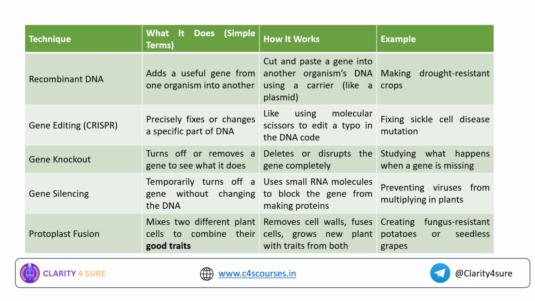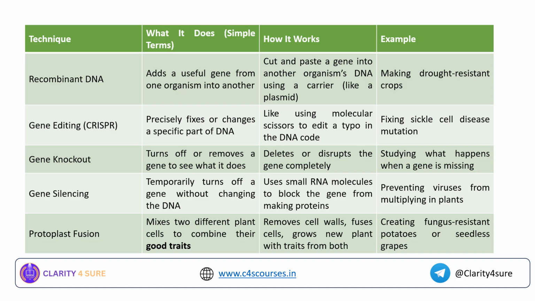Whereas in gene silencing, that disturbance will not come. Instead, they will use a small RNA molecule that we call a template. They will use a small RNA molecule to block that particular gene from making a protein. For example, if a virus is taken and we are going to temporarily silence a particular gene, for example the reproduction gene in that virus, this RNA molecule will block the gene from making proteins, hence the reproduction will not happen.